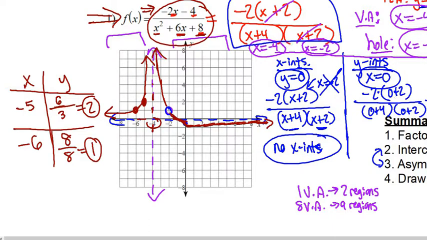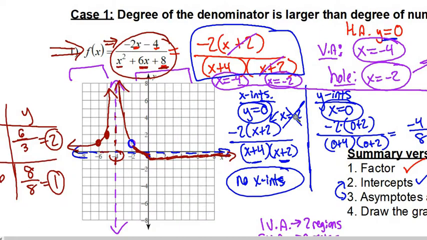And that, like we said, is a case 1. It has a horizontal asymptote of y equals 0, and the function is going to look like what you see right there.